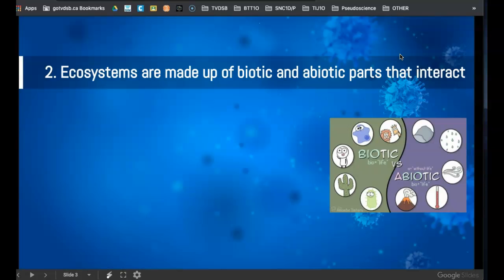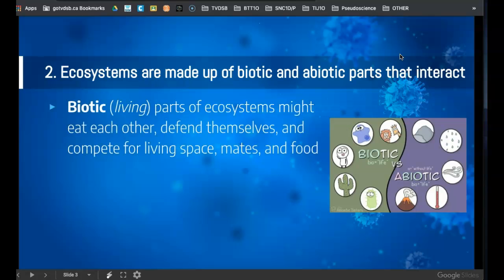All right, now ecosystems are composed of two major components, right? Biotic and abiotic. So biotic means living, and that's what the bio part of biotic means. So biotic means any living part of an ecosystem. So things that might eat each other, things that might defend themselves against each other, things that might compete for living space, they might compete for mates, and they might compete for food.